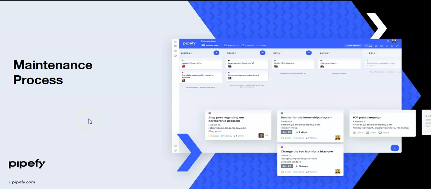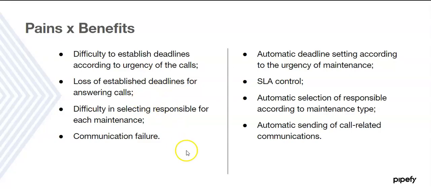In this video, we are going to present some of the main benefits that can be added to your maintenance process using Pipefy. After working with leading companies in their segments, we raised some of the difficulties in this process, such as difficulty establishing deadlines according to the urgency of the calls, loss of established deadlines for answering calls, difficulty selecting the responsible for each type of maintenance, and communication failure.